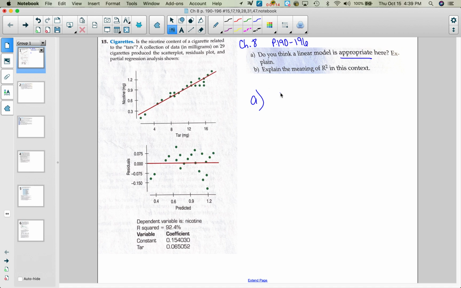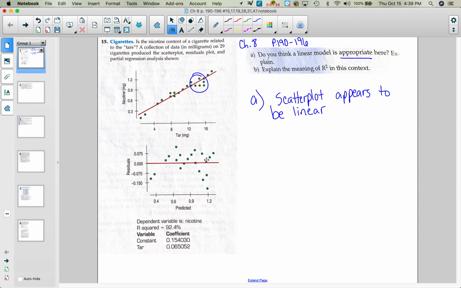One is you're going to look at the scatter plot. And I would say that the scatter plot appears to be linear. Now, we have some kind of weird thing going on right here that looks a little different, but other than that, it appears to be linear. The other thing we look at is the residual plot.